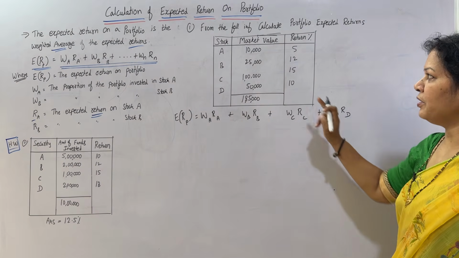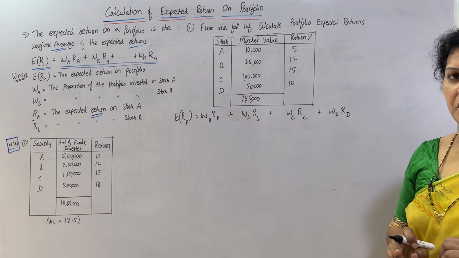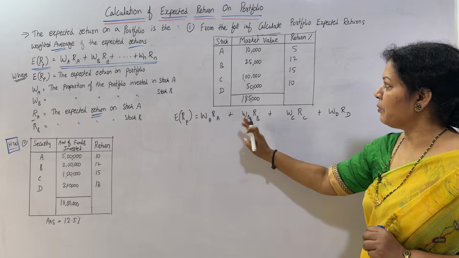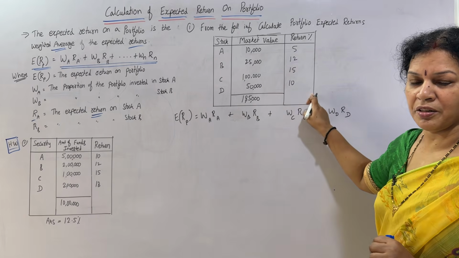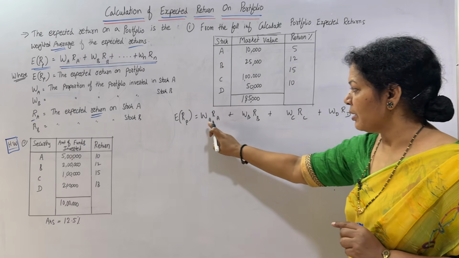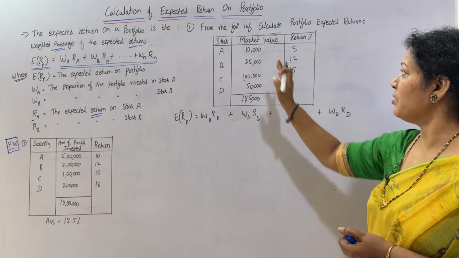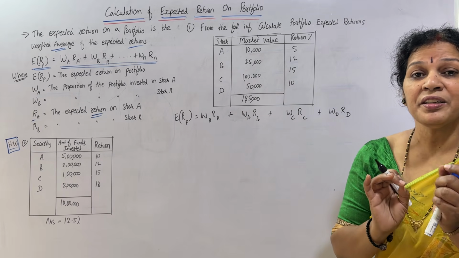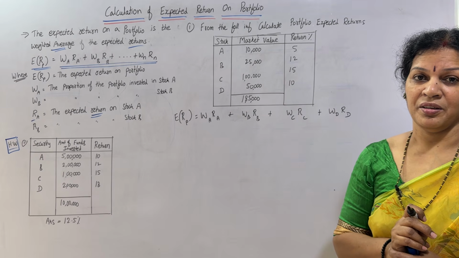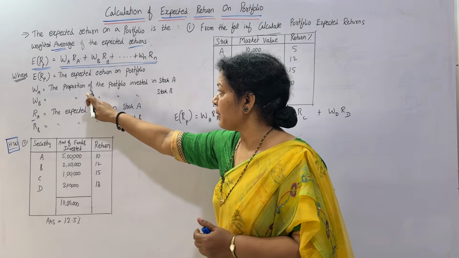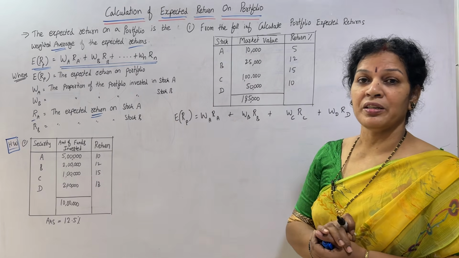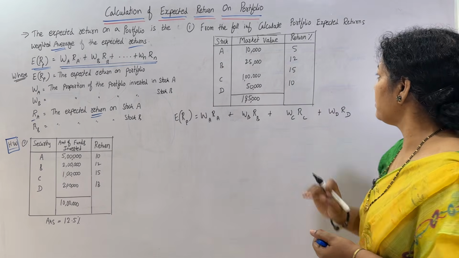Why A, B, C, D? Because 4 stocks are given to us. Now first what we have to calculate: R means return, and return is given to us. W we have to calculate. W is not market value, we want the weighted average. That is, the proportion of portfolio invested in stock A, that you need to calculate.